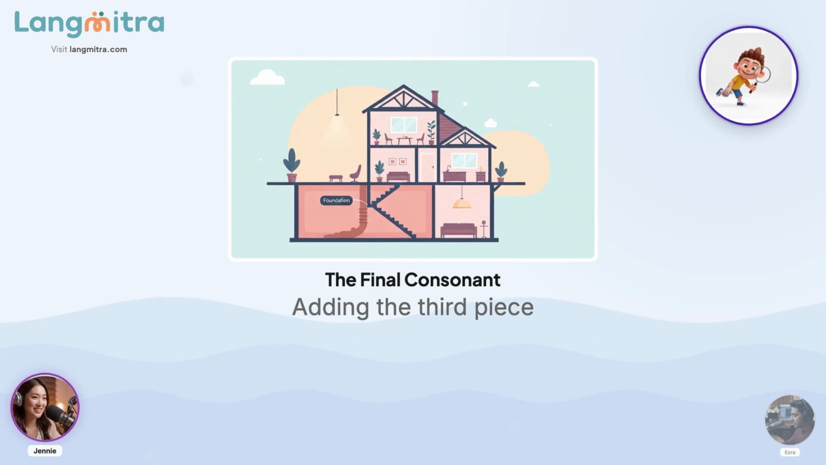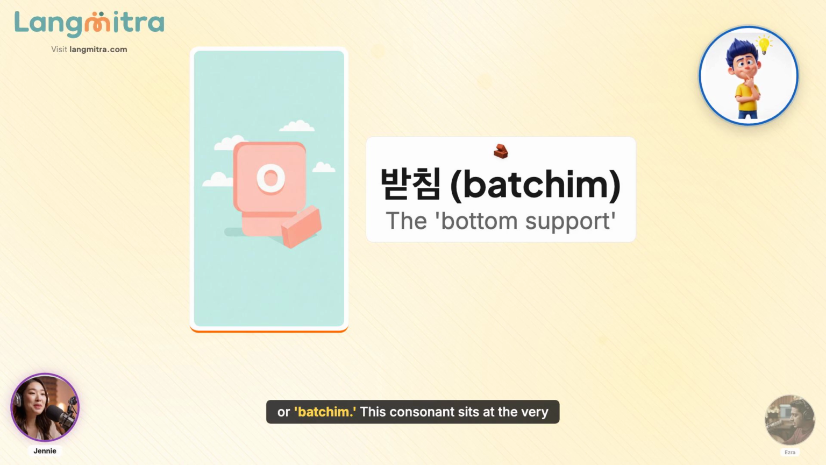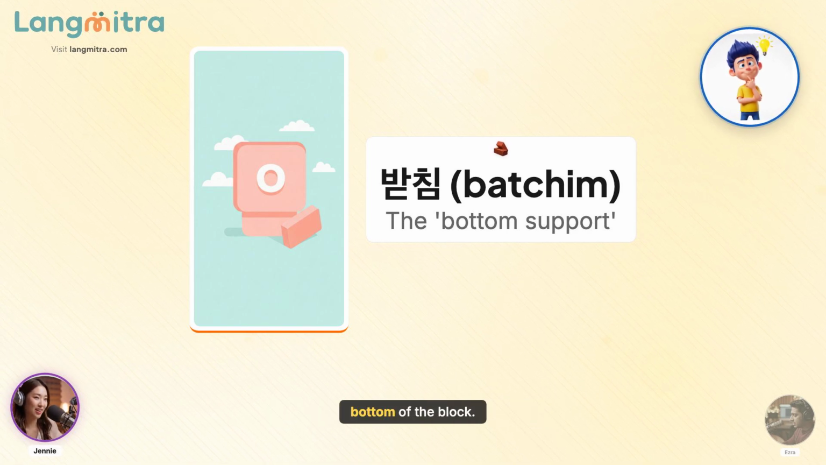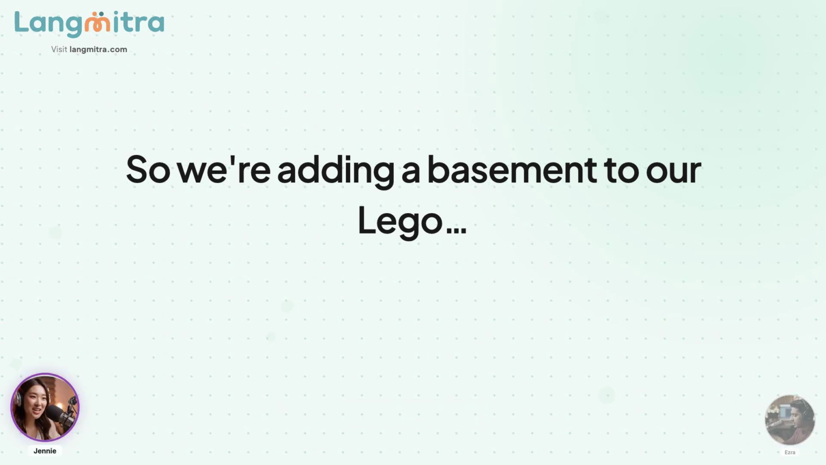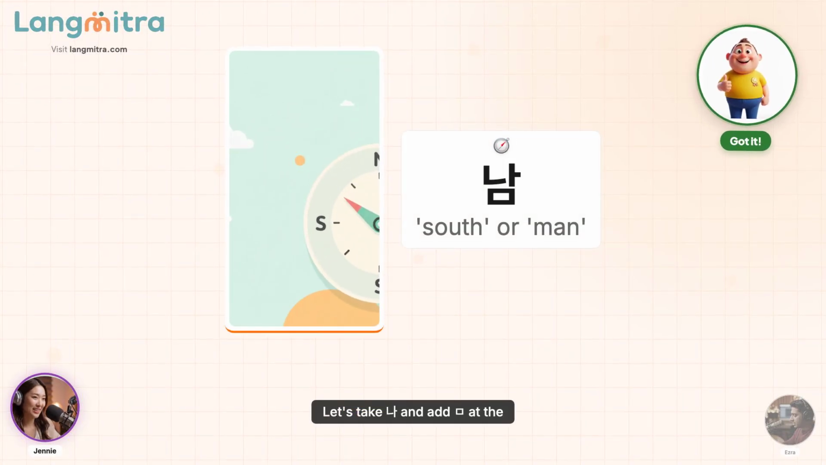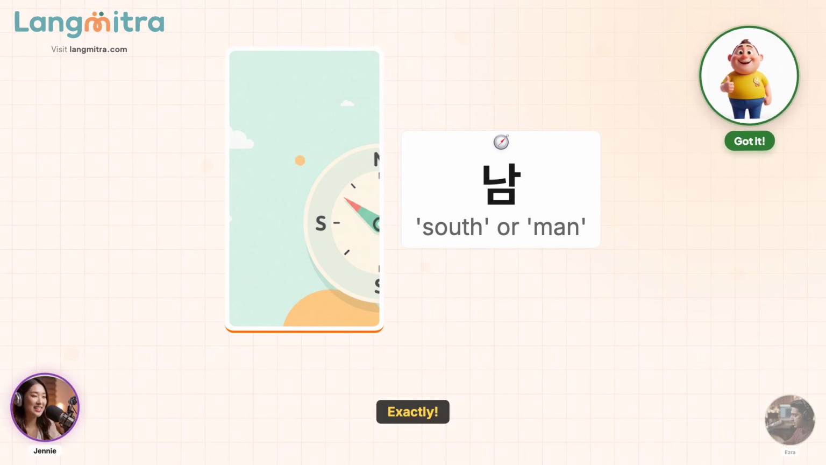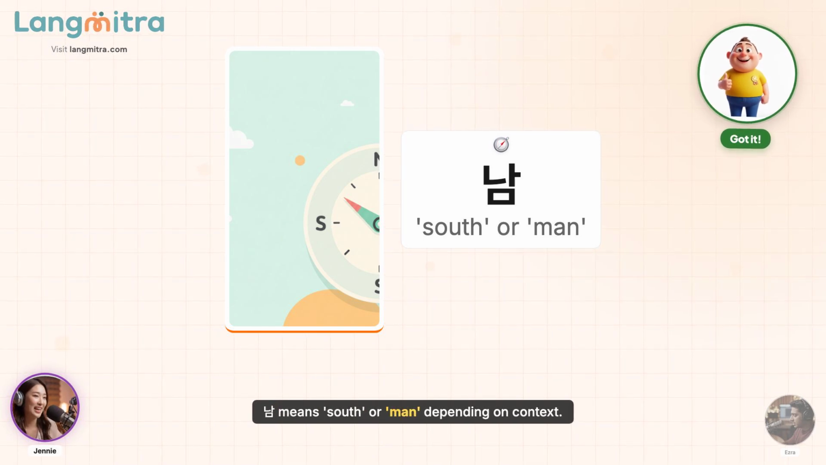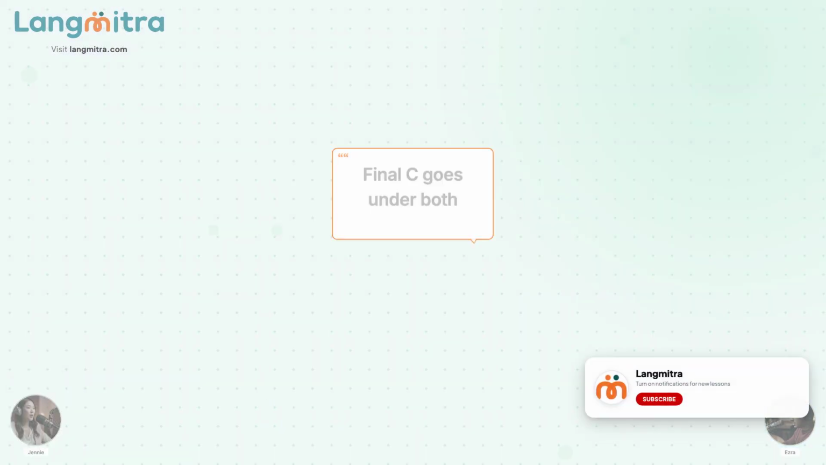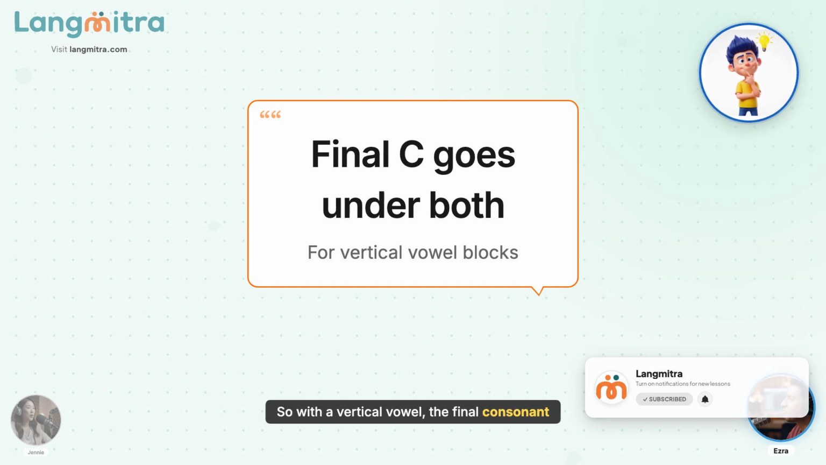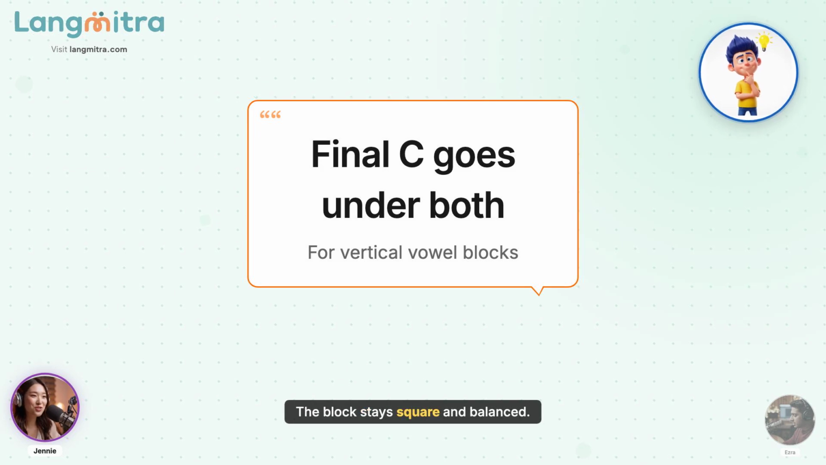Now here's where it gets really interesting. Let's add a final consonant, what Koreans call batchim. This consonant sits at the very bottom of the block. So we're adding a basement to our Lego tower. I love that analogy. Yes, exactly. Let's take na and add m at the bottom. Now we have nam. Nam, like in names? Exactly. Nam means south or man, depending on context. It's in lots of Korean names. See how the m just tucks right underneath? So with a vertical vowel, the final consonant goes under both the initial consonant and the vowel? You've got it. The block stays square and balanced.